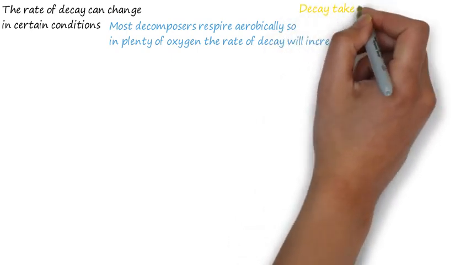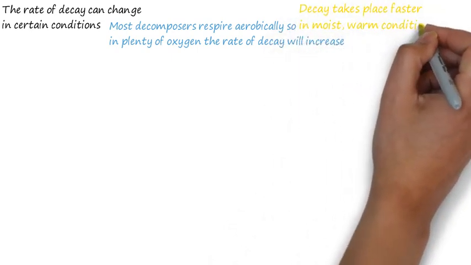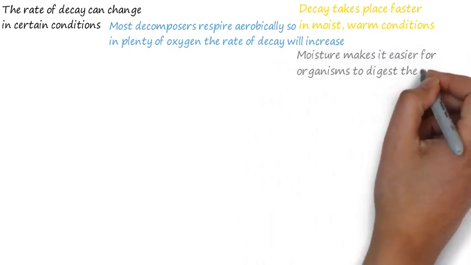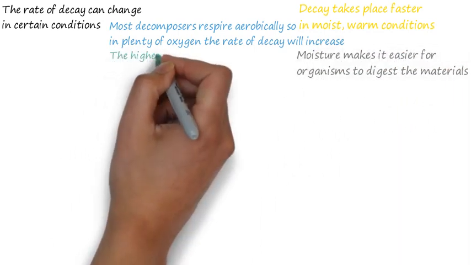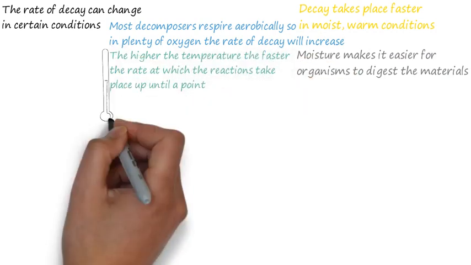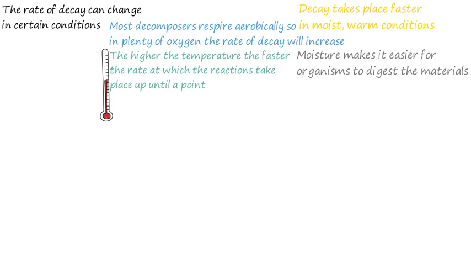Decay takes place faster if the organisms are in moist, warm conditions compared to dry, cold conditions. Moisture makes it easier for organisms to digest the materials. Finally, temperature. The higher the temperature, the faster the rate at which the reactions of the decomposers will take place. However, at too high temperatures, the enzymes will be denatured.